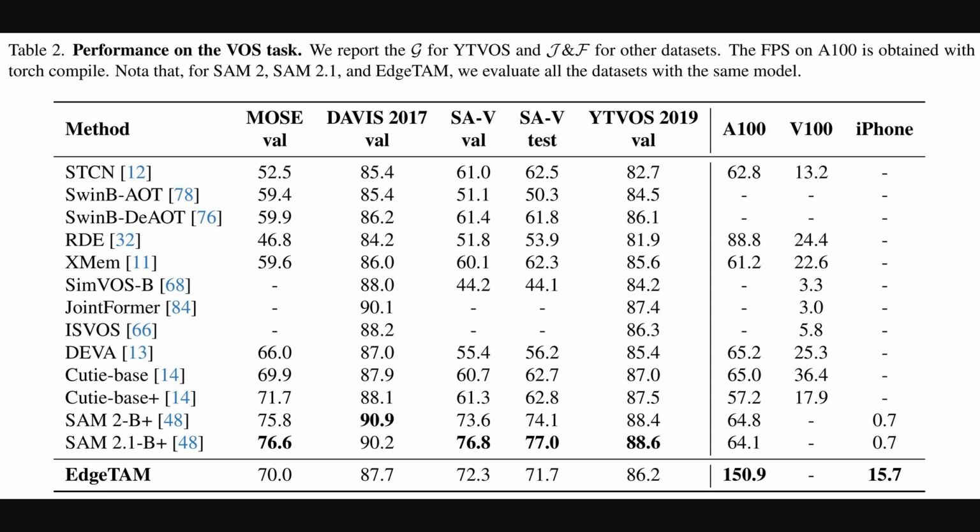The real story, though, is the speed. On an iPhone, EdgeTAM hits 15.7 frames per second, blowing past the less than 1 frame per second of Segment Anything Model 2.1. This huge speedup is what really makes EdgeTAM stand out for practical use on mobile devices.